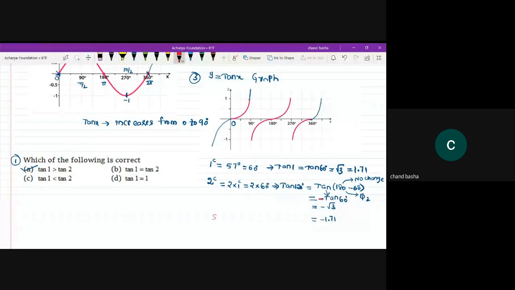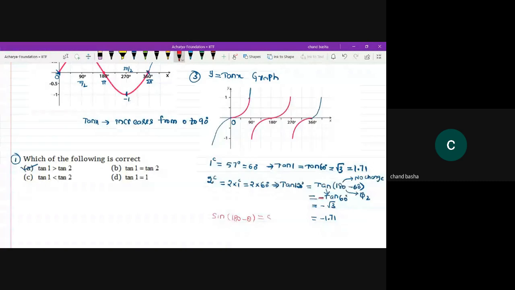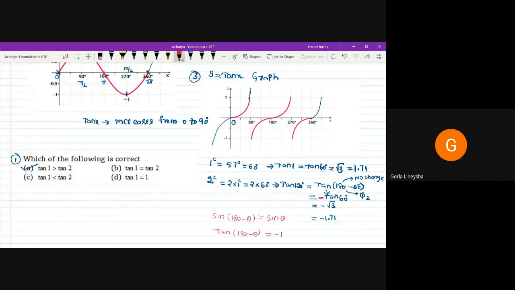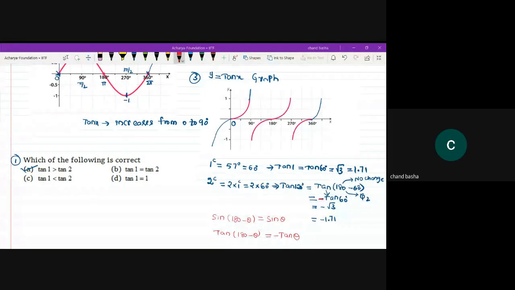I have the formula: tan of 180 minus theta is minus tan theta, in the second quadrant. Yes, that is the process I'm using. Tan of 180 minus theta means minus tan theta. Is it clear?